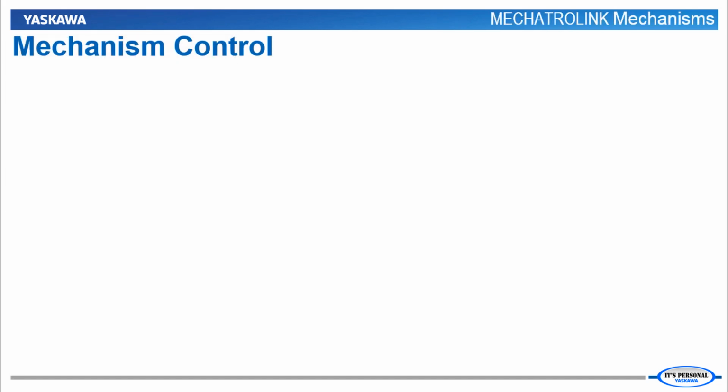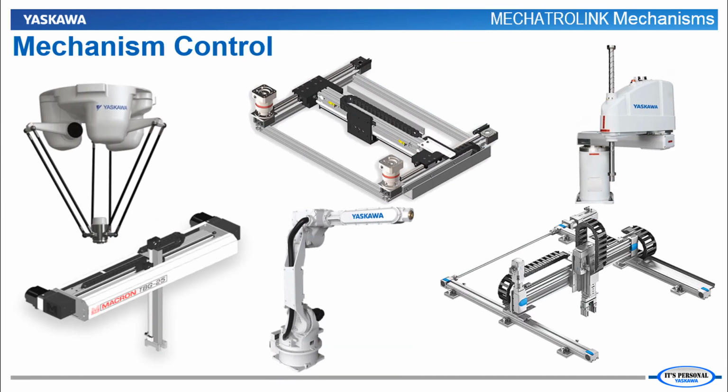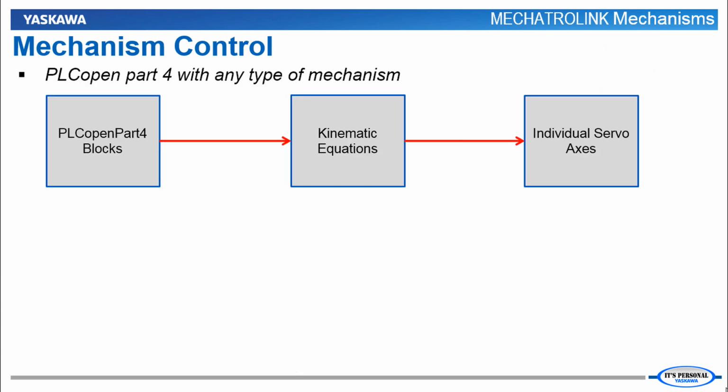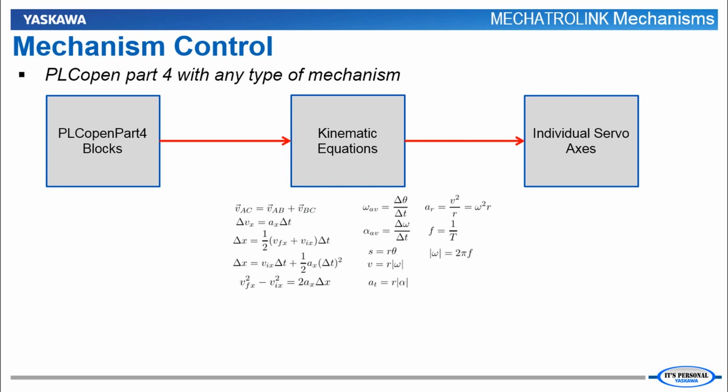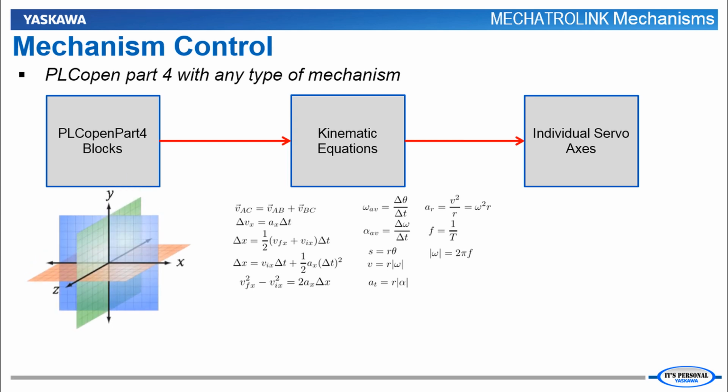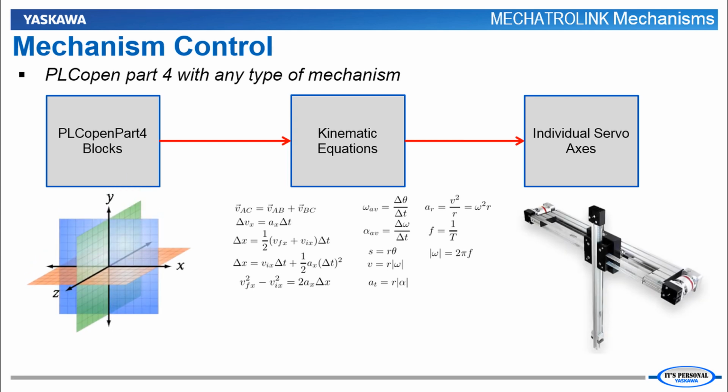The MPiec controller can use PLC Open Part 4 programming for virtually any type of multi-axis mechanism. So it's not limited to just gantries, H-bots, T-bots, and Delta robots. But whatever the mechanism, kinematic equations are required. These kinematic equations convert the positions in the coordinate workspace to positions of the servo axes that actually move the mechanism.